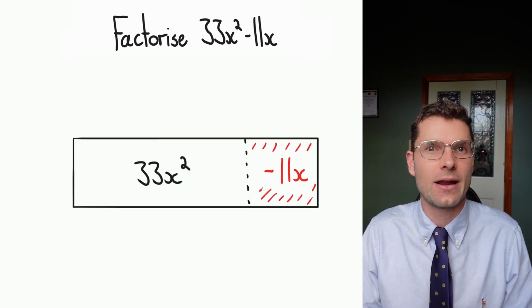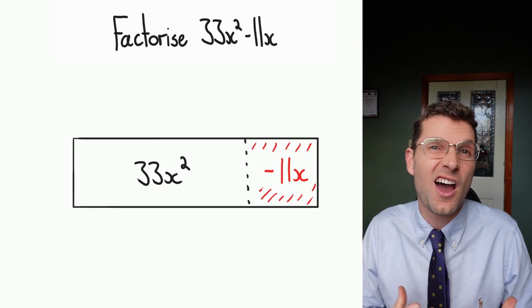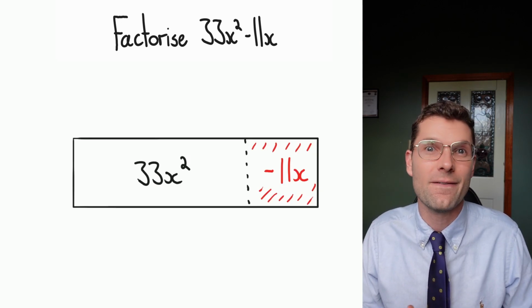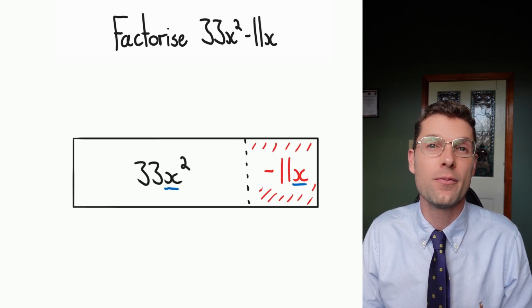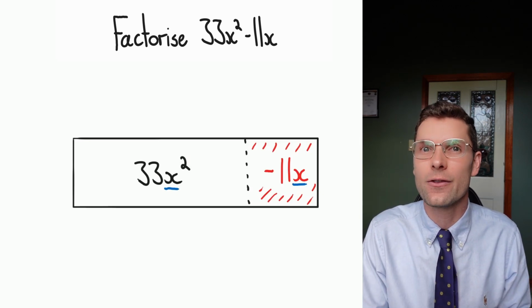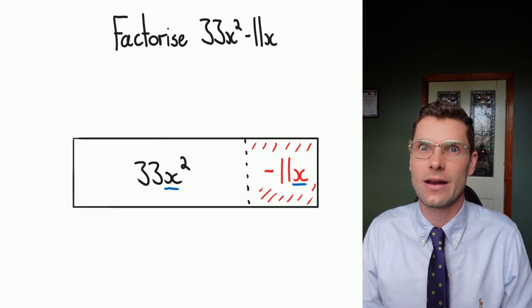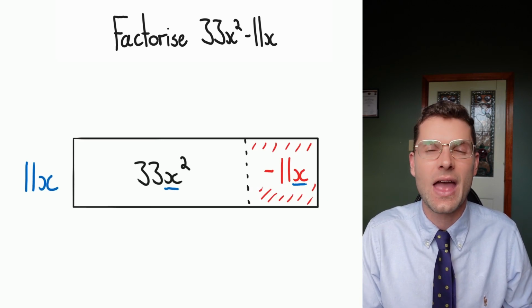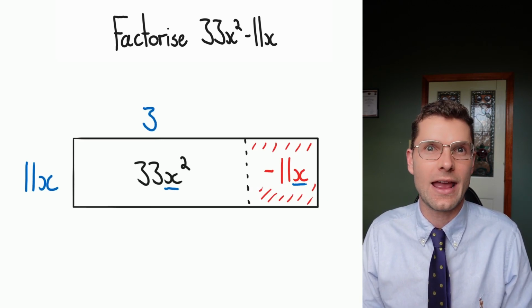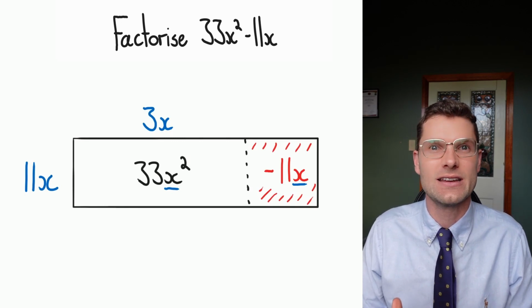Finally, if I have 33x squared as my entire area, and then I'm taking away 11x, I can just do the exact same thing. I need to find the highest common factor between these two terms. Because there's an x in both of them, I know there's going to be an x out the front of my rectangle, and the highest common factor between 33 and 11 is 11. So out the front there, I've got 11x, and that's going to be multiplied by 3x. This gives me 33x squared, and that's my first area.